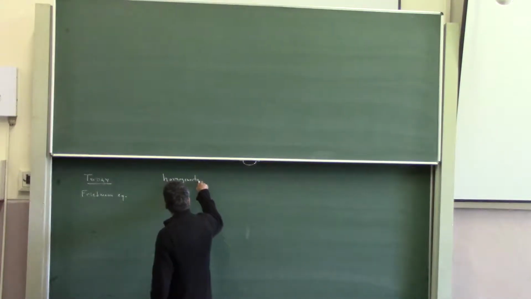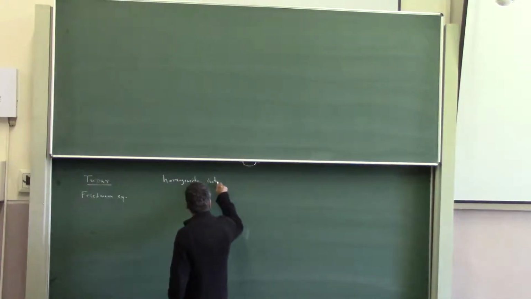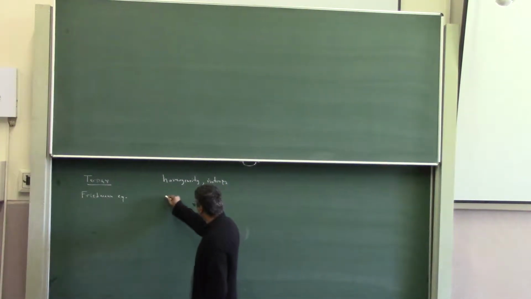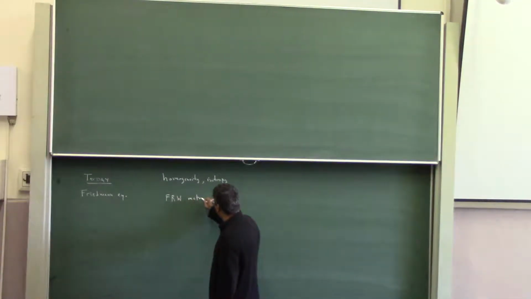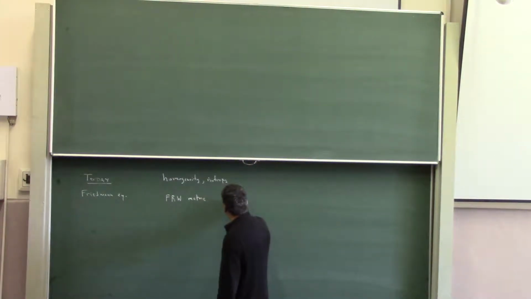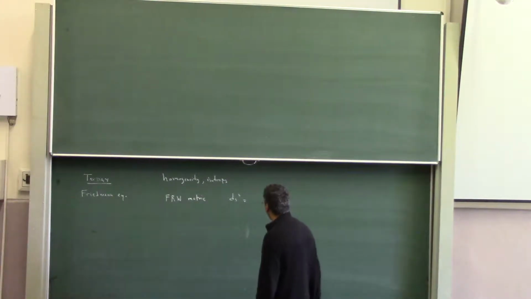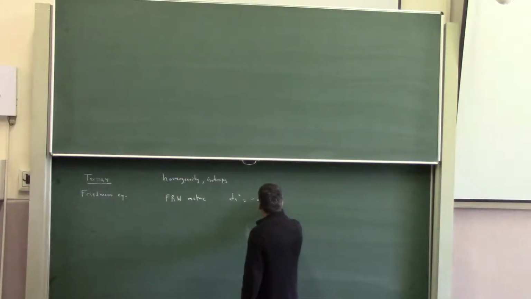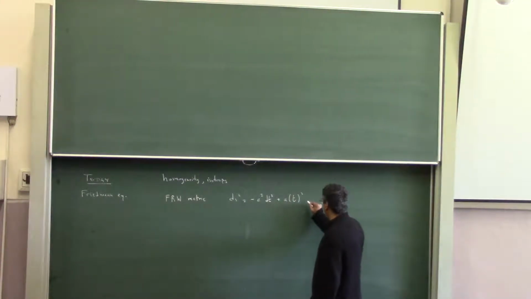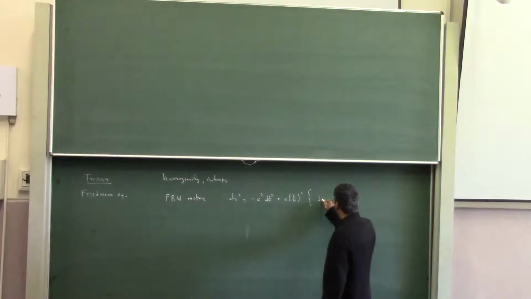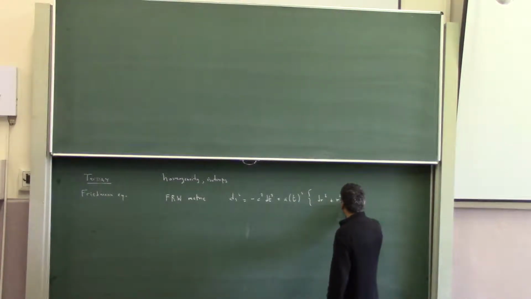Based on homogeneity and isotropy, we argued that the natural metric is the Friedman-Robertson-Walker metric. The Friedman-Robertson-Walker metric looks like a geometry with a line element: minus c squared dt squared plus a of t squared, times dr squared plus r squared dΩ squared.